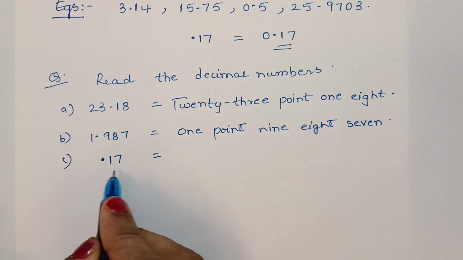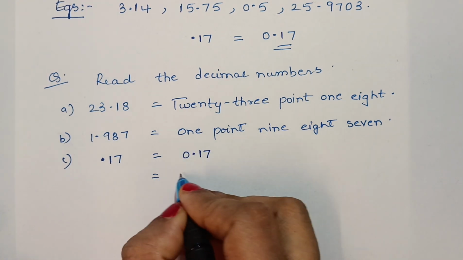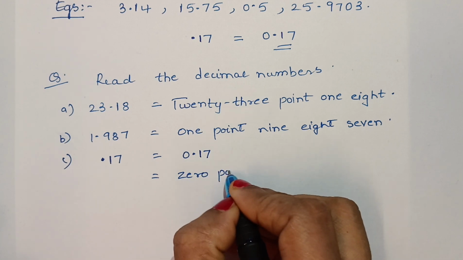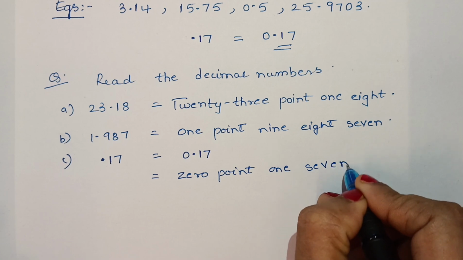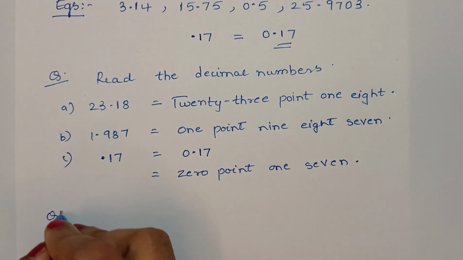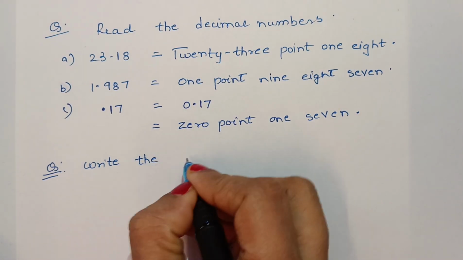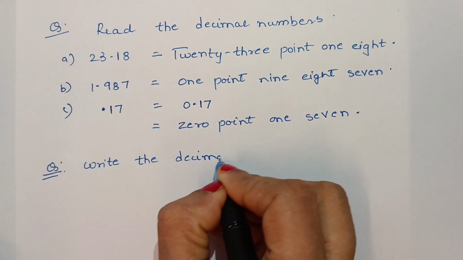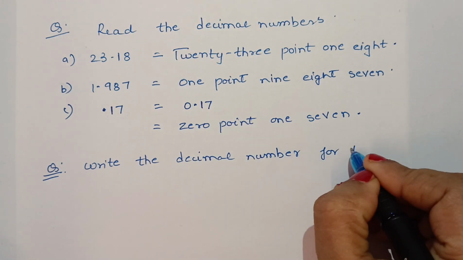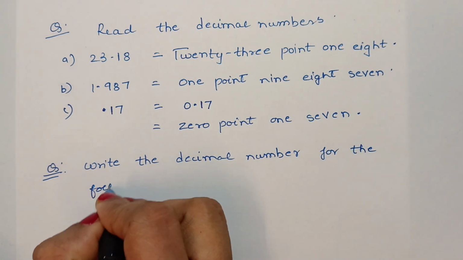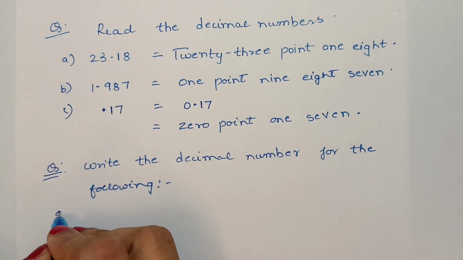Now only the decimal part is given. So just complete the question and then write 0.17. Now let's see how to write the decimal number. Vice versa of this.